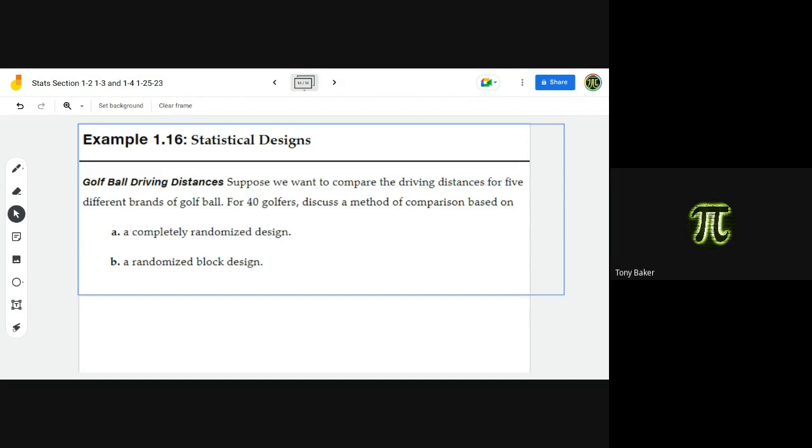So a randomized block design, you could do male, female. You could do pro, intermediate, amateur levels. And that's the thing. When you're looking at a block design for your experiment, you can split it up into a lot of different ways. It doesn't necessarily have to be. It has to work for whatever your experiment is in that situation.